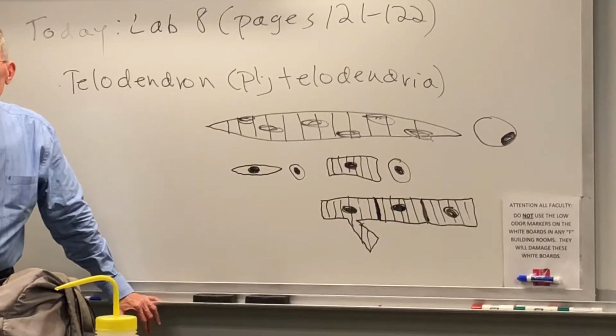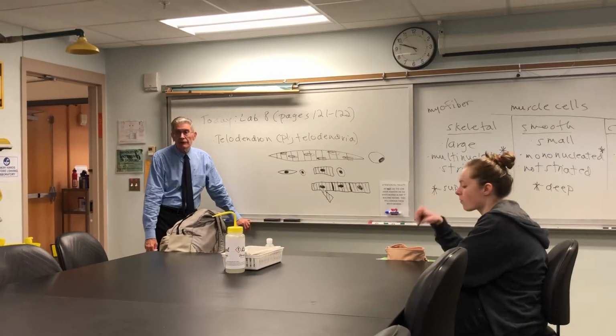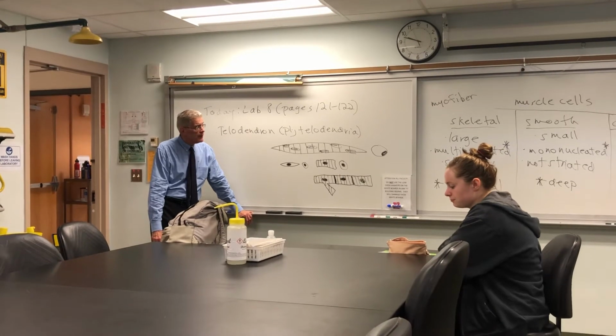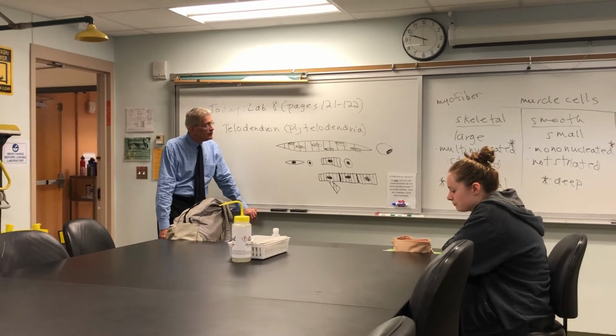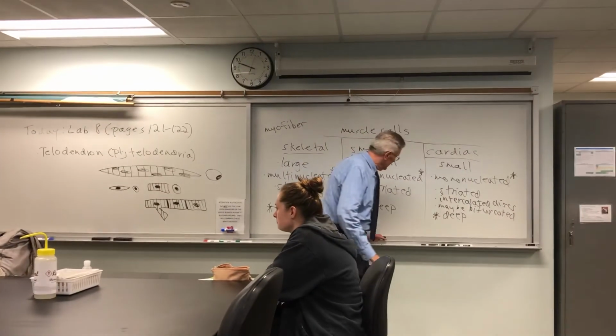Okay? So those are some of the three major characteristics that are actually visible microscopically of skeletal, smooth, and cardiac muscle cells. Okay, so that said, any questions?